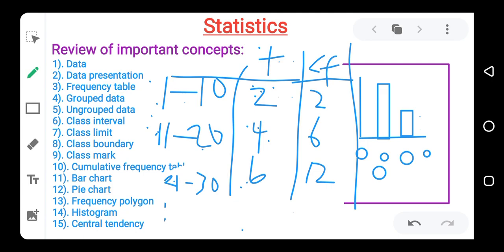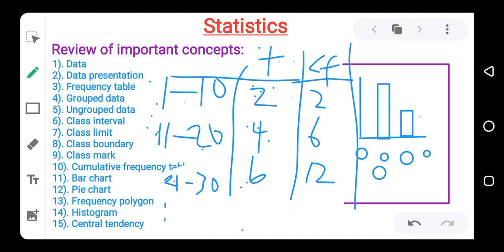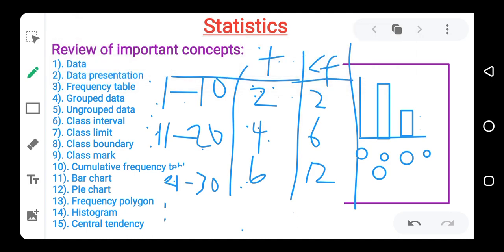Now, the bar chart, I've described the meaning of bar charts and pie charts. I also described it using circular representation or sectors of a circle to represent the data. Then frequency polygon is a kind of graph, and the histogram is also another form of graph. And then central tendency is where we check mean, mode, and median. So these are what we are going to discuss in another class.